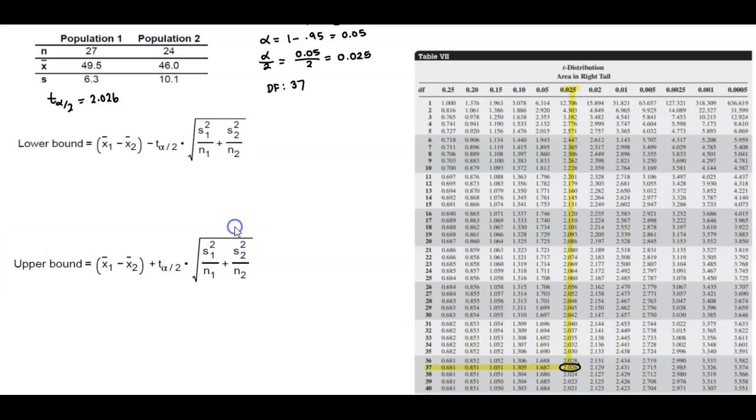We're going to take our mean to find the lower bound. So mean of population 1, which is 49.5, minus the mean 46.0, minus the critical value of 2.026, times the square root of the standard deviation, 6.3 squared, divided by the population size of 27, plus the standard deviation of 10.1 squared, divided by 24. Okay, so let's go ahead and plug that into our calculator.